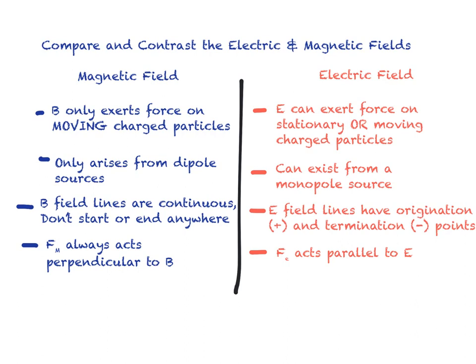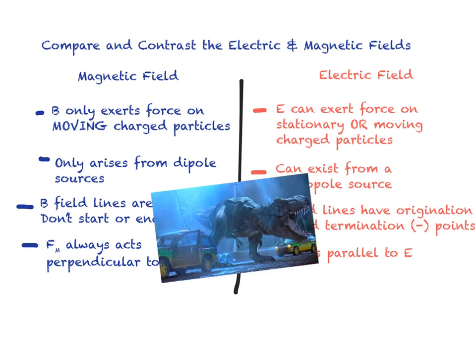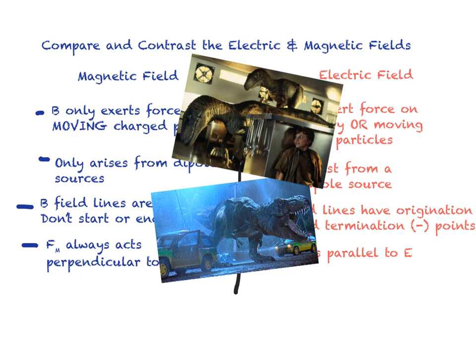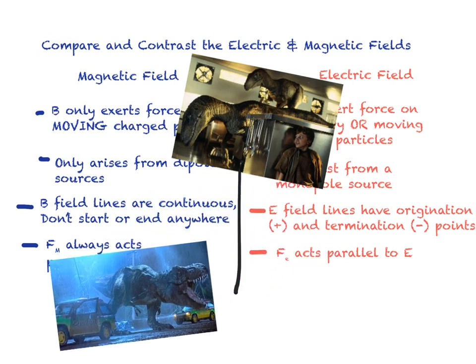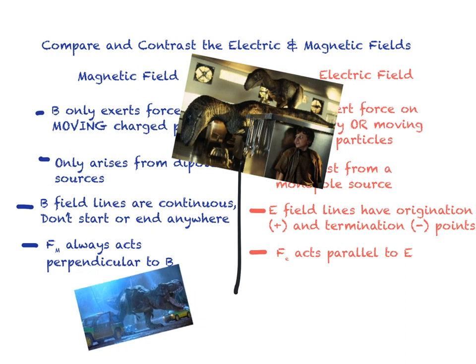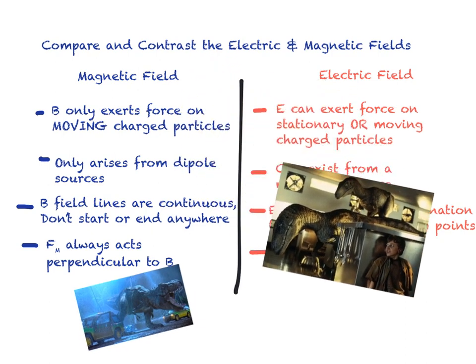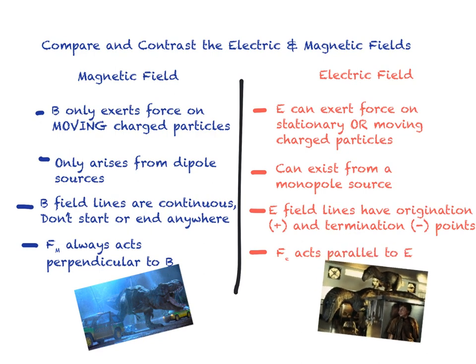Finally, I'm going to share with you a silly but effective way that I've used in the past to help remember which is which. Being an original Jurassic Park fan myself, I always remembered that the T-Rex could only see you if you were moving because of its depth perception, whereas the Velociraptor could see you whether you were moving or not. So I often tend to think of the magnetic field or magnetic force as a T-Rex. It only detects moving charges, not static charges, whereas the electric field is more of a Velociraptor. It can detect moving or stationary electric charges.